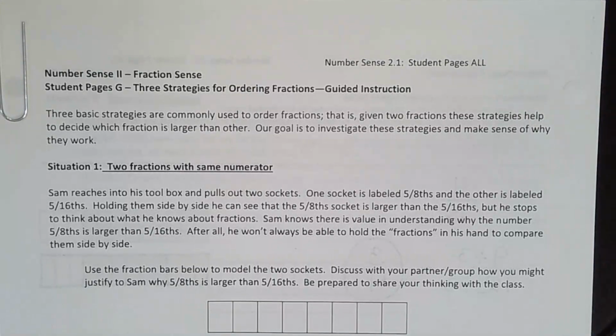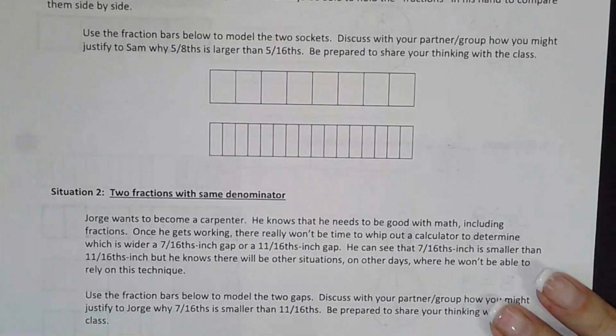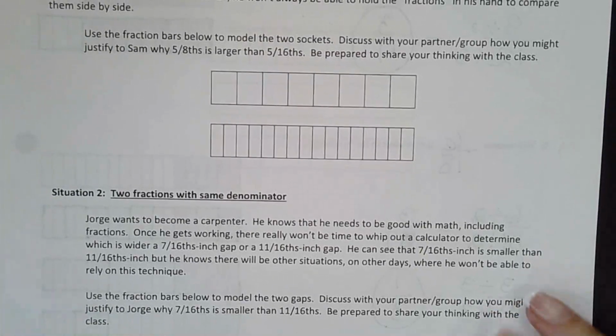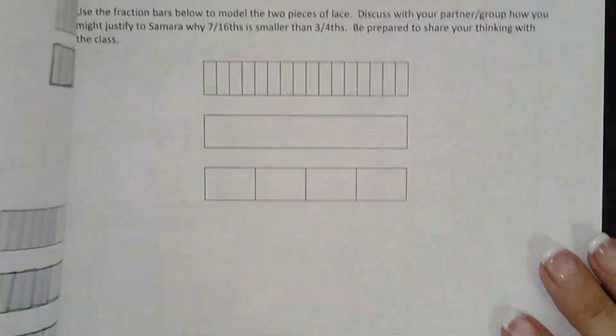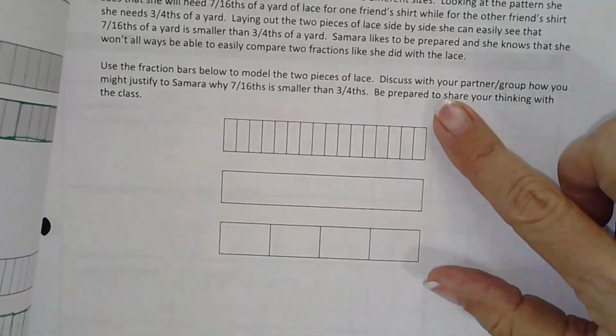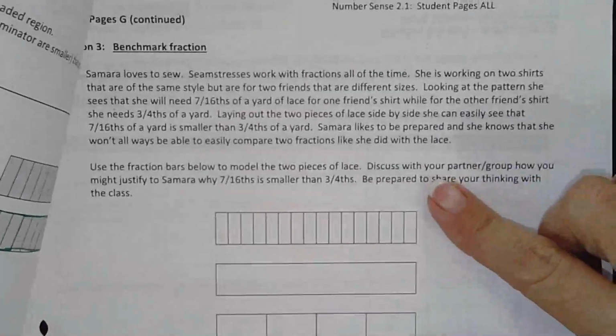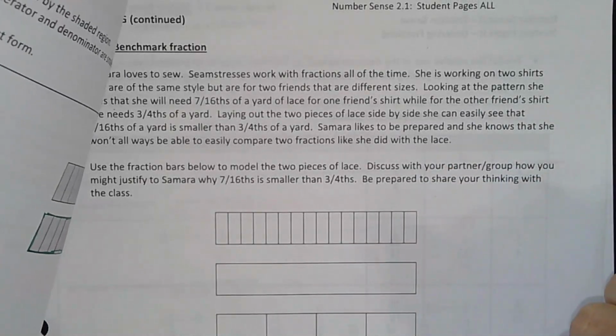So this is a common theme in both chapter 2 and chapter 3. What do we do with 2 fractions that have the same numerator? What do we do with 2 fractions that have the same denominator and we're trying to decide which one's larger? And what do we do if the fractions don't have the same numerator or denominator? How can we tell which one's larger?